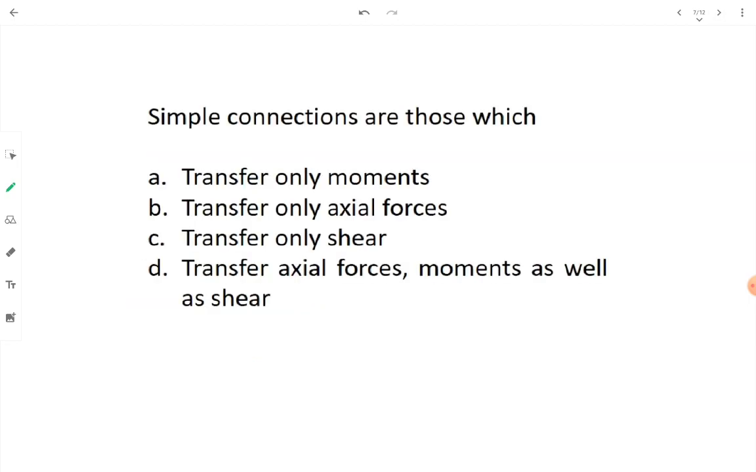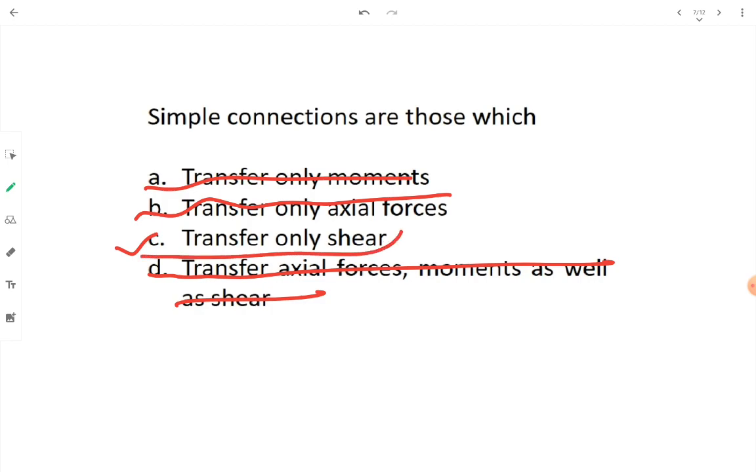Then, simple connections are those which transfer only moment? No. Transfer only axial force? No. Transfer only shear? Yes. Connection between beam and column or beam to beam is a kind of simple connection which transfers only shear. Therefore, we have to cut option D also. The correct answer is option C. It transfers only shear.